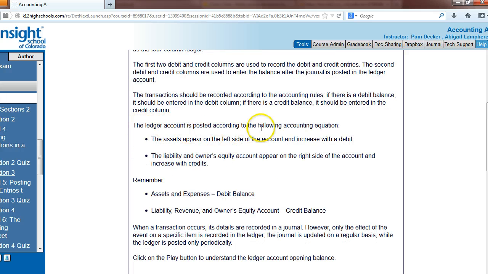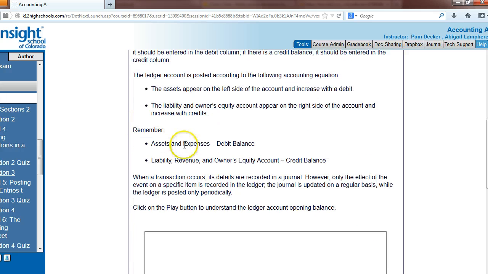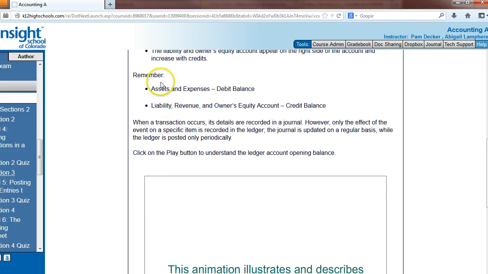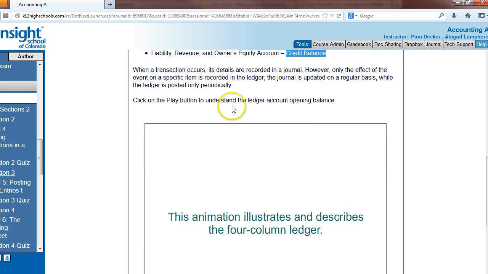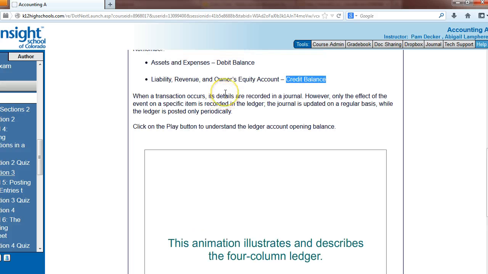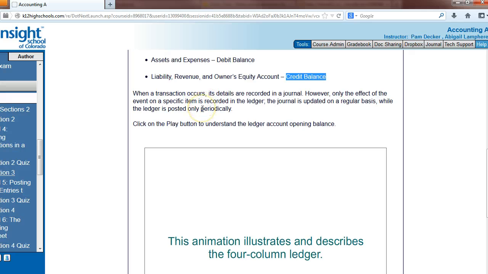The ledger account was posted according to the following equation. That's fine, we've covered that. Remember, assets and expenses have the debit balance, along with withdrawals. Not sure why they didn't include withdrawals there. Liability, revenue, and owner's equity have a credit balance. Okay, so make sure you use that reference guide that I have sent out for you, and that will help you remember the balance sides of each of those accounts.